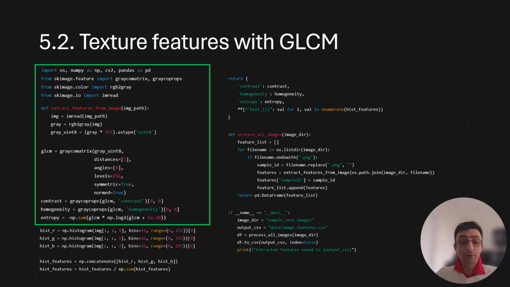Then we pull texture measures. For contrast, [0, 0], compute contrast for the single distance and angle, and pick the first cell because we passed 1 distance and 1 angle. Homogeneity [0, 0], do the same for homogeneity. Compute entropy, and also the sum of the GLCM. Here we apply Shannon entropy to the GLCM probabilities.